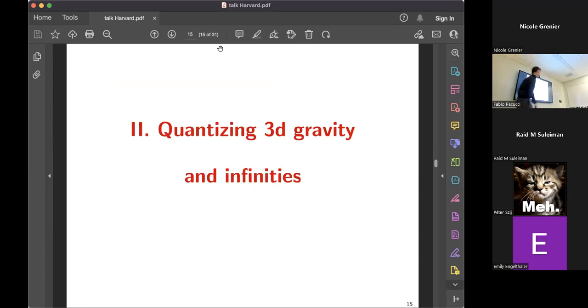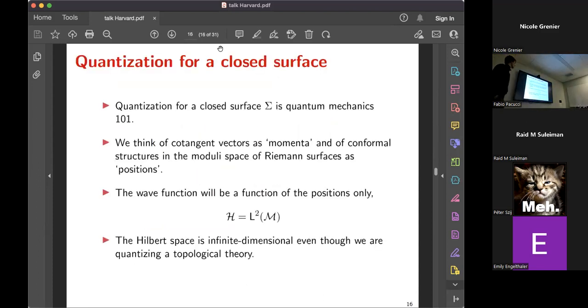Okay, so now let's go on and quantize it. Quantization is essentially quantum mechanics 101 for a closed surface. It's extremely easy because your phase space is just the cotangent space of something. That's the standard situation that you have in quantum mechanics. You have some particle, and it's described by positions and momenta, and the momenta are the cotangent vectors of positions. So you should think of the cotangent vectors as being momenta. These could describe the extrinsic curvature of the surface, and the conformal structures as being the positions.